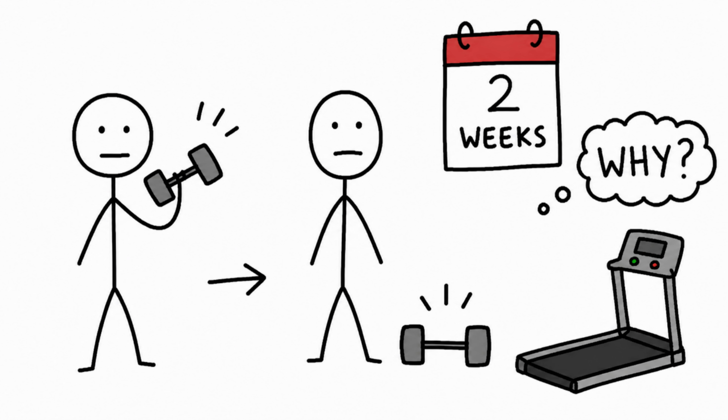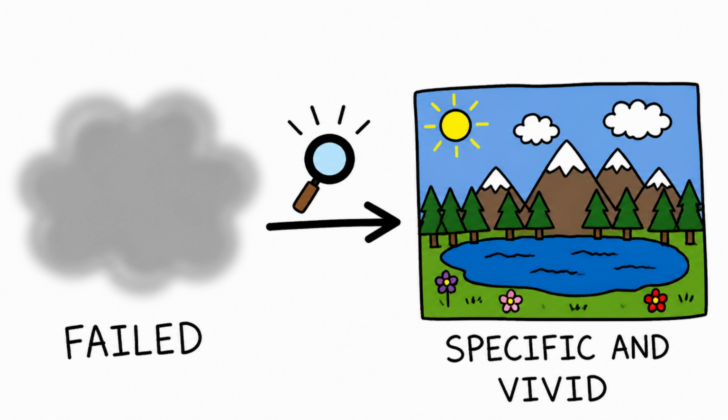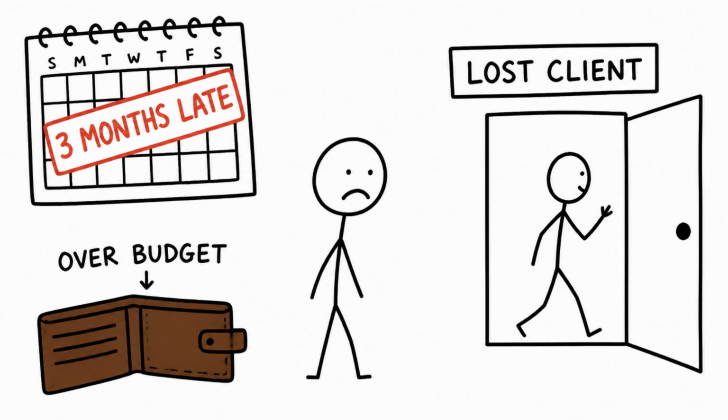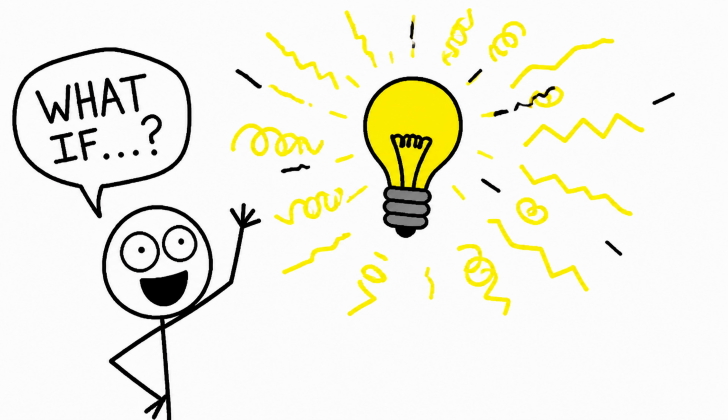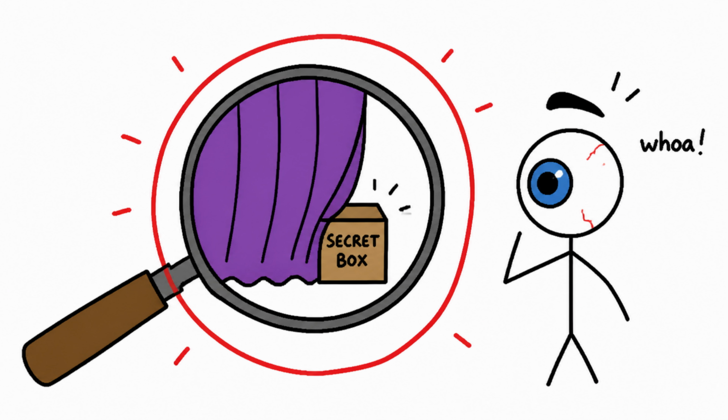A few tips to make your own pre-mortem more effective. Make the failure specific and vivid. Don't just say the project failed. Say, we launched 3 months late, over budget, and lost our biggest client. Specific failures generate specific, useful answers. Encourage wild ideas, even ones that seem unlikely. Sometimes the strangest possible failure reveals a blind spot nobody considered.